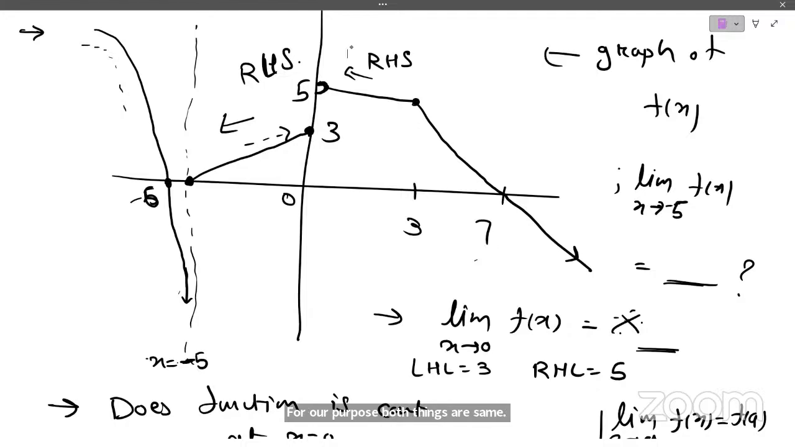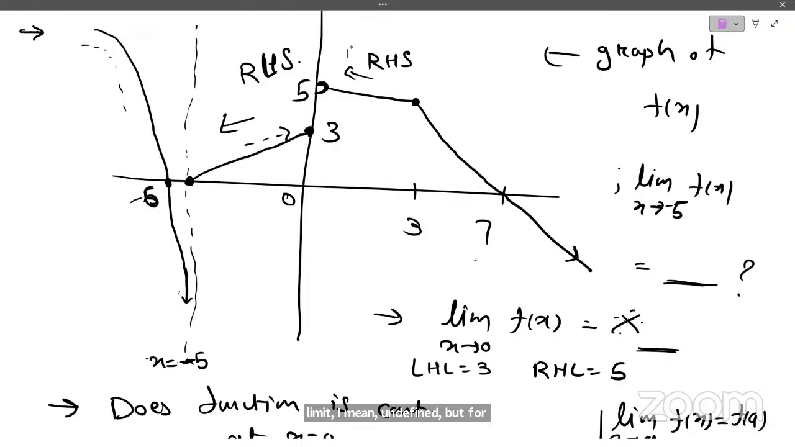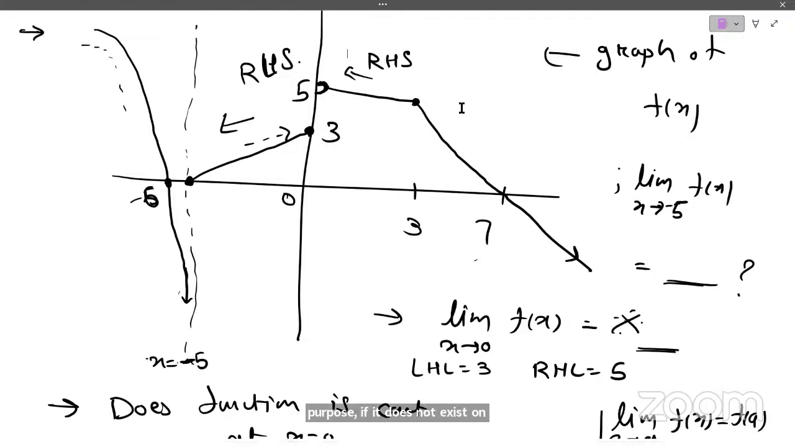In general, when the limit goes to infinity, some people will say that the limit is undefined. But for our sake, we just say that the limit is infinity itself. We won't bother about that much. So for our purpose, limit does not exist or limit is not defined, or both phrases are the same. Don't get confused there.